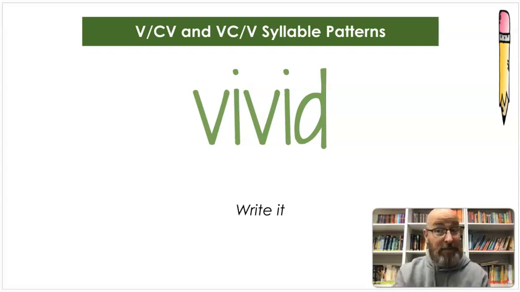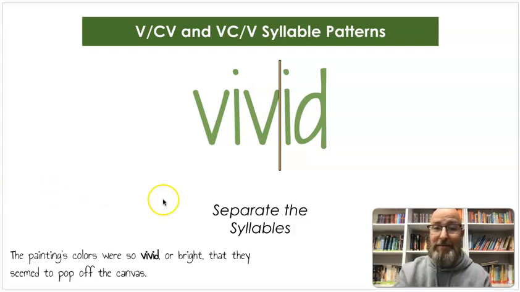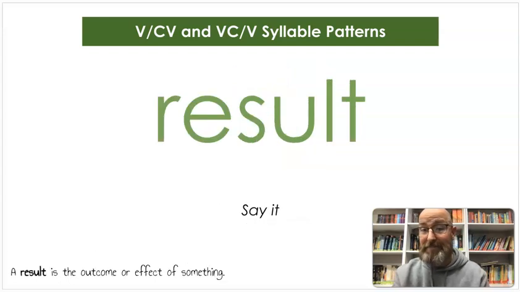V-I-V-I-D. And where's the line go? After that second V, that's correct. Another closed syllable, the short vowel. The painting's colors were so vivid or bright that they seemed to pop off the canvas.